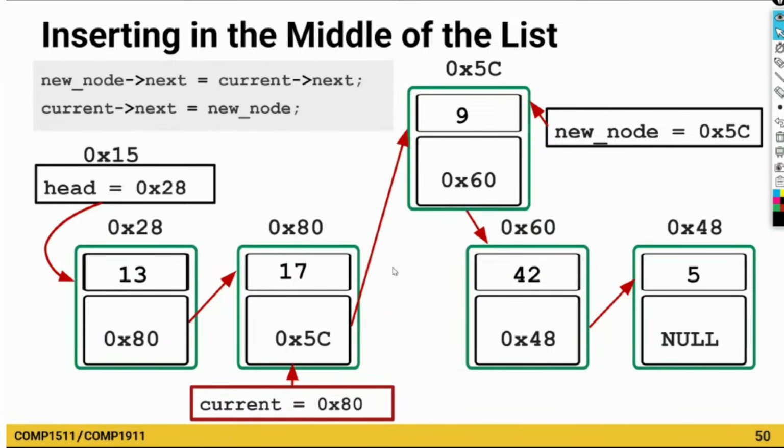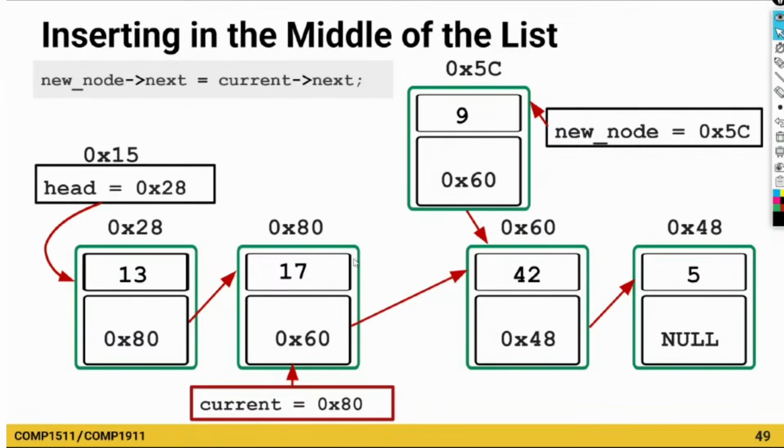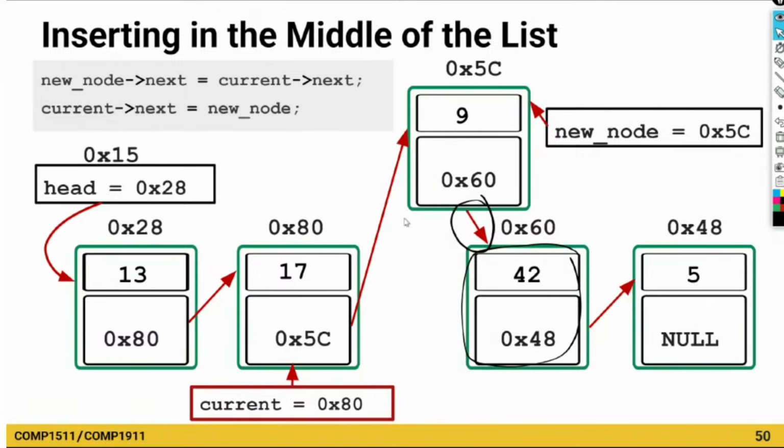So this first line is setting this connection here. It's saying the next one after the new node should be the next one after the current node, which is this. Once we've done that, we can set this link, right? And say, well, now the next one after the current one's the new node. And then we've set both of these connections up, and that new node's in the middle of the list. Does everyone agree?